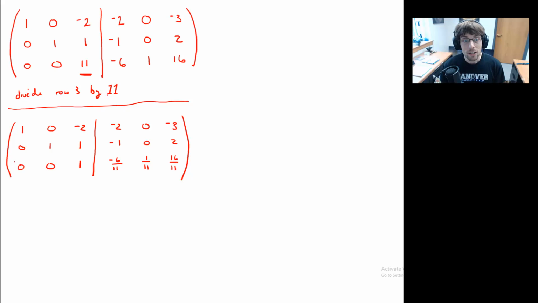Right? Now the last thing that we need to do is zero out that third column. In other words, we need to, it depends on how you want to do this, but let's say subtract row 3, third row, from second row.